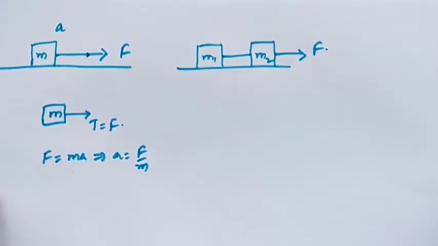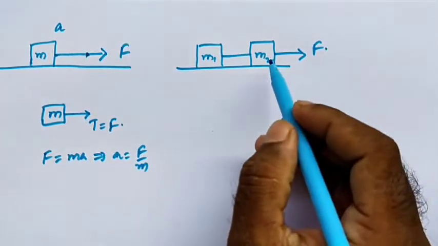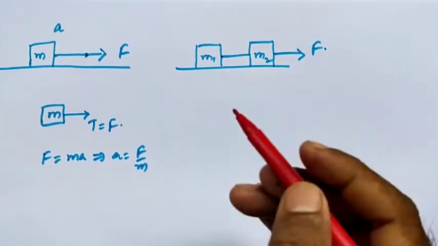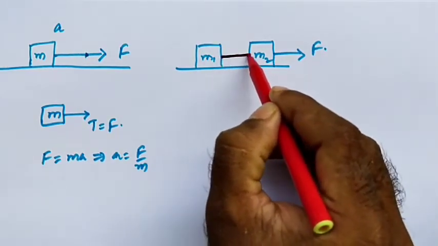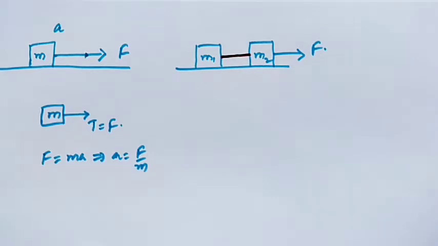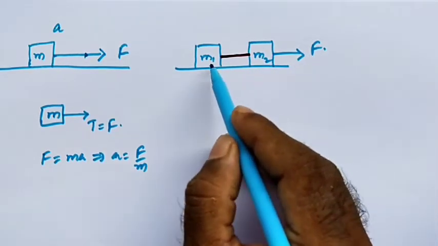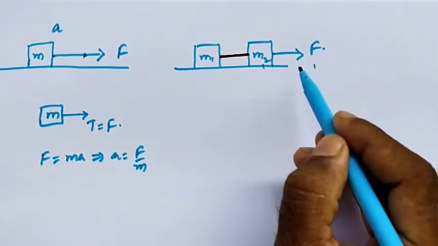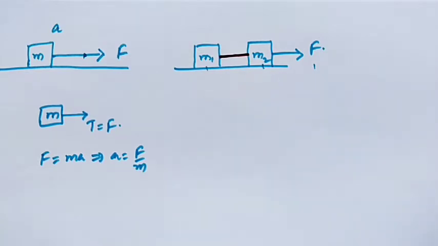Understood? Directly I am applying force on m2. Now observe carefully. This is the string, so I mark it with red. When you pull this m2, m1 also comes along with m2. Yes or no? Yes. If the distance traveled by m2 is x, m1 also travels the x distance.